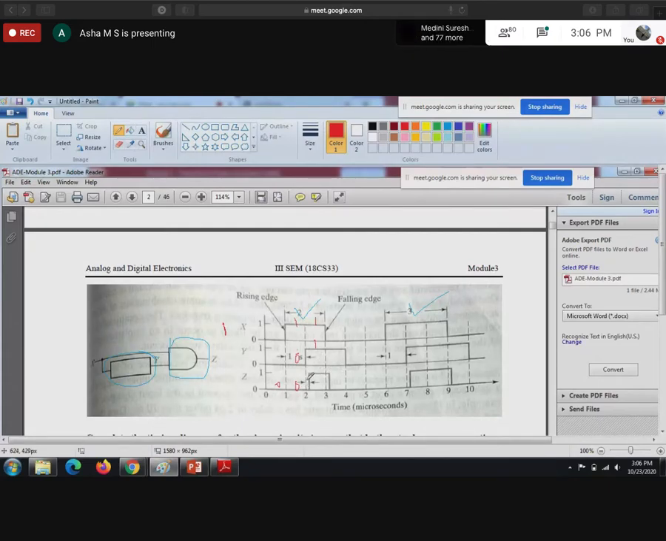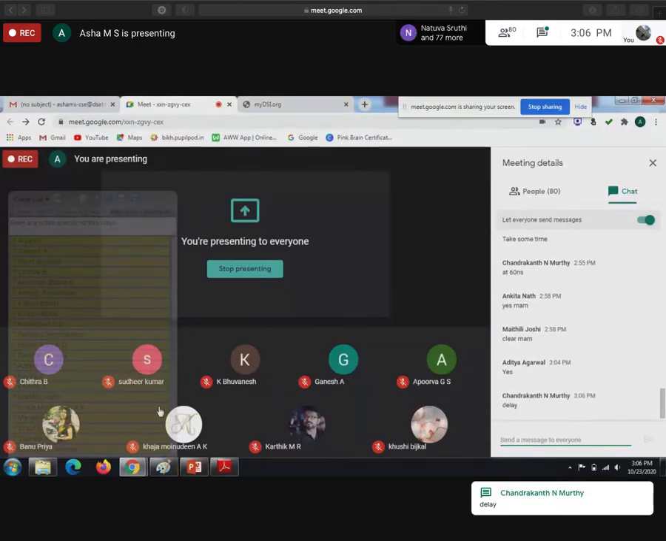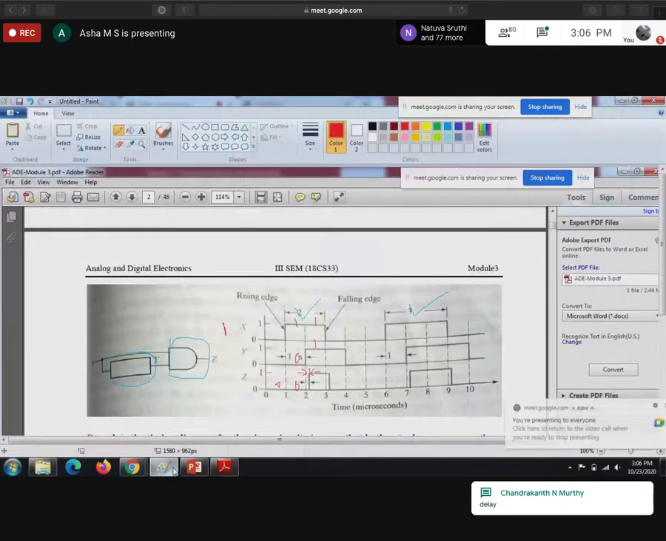See, can you make out a small difference here? I'm writing. What is that small difference that I marked here? That is nothing but delay.